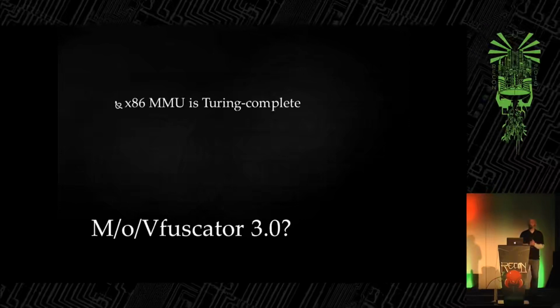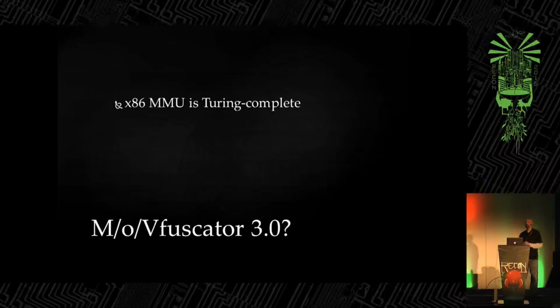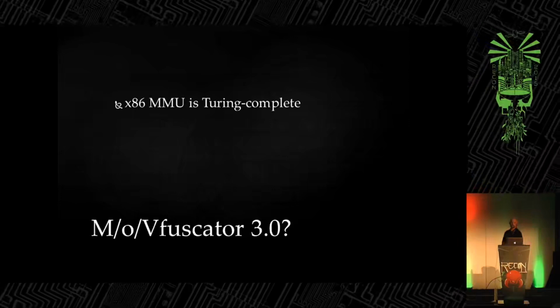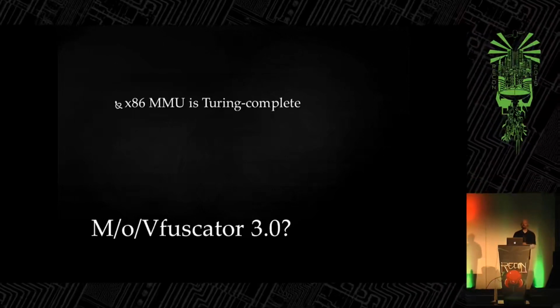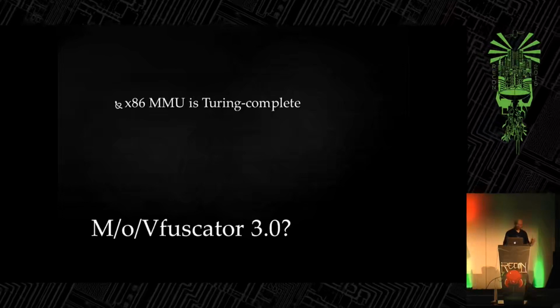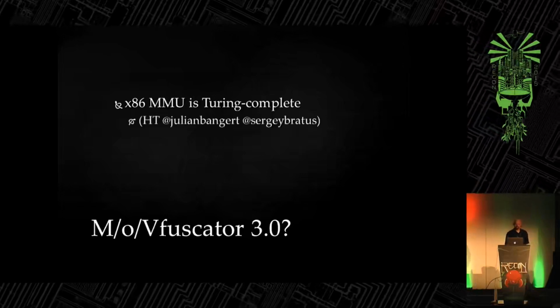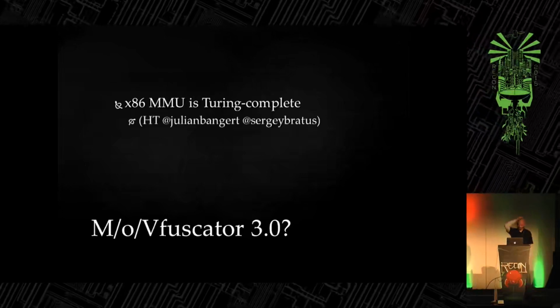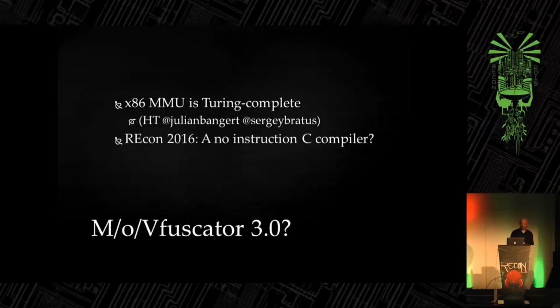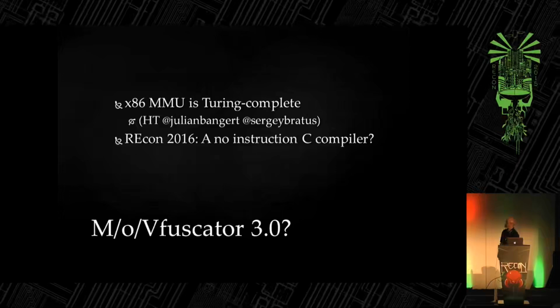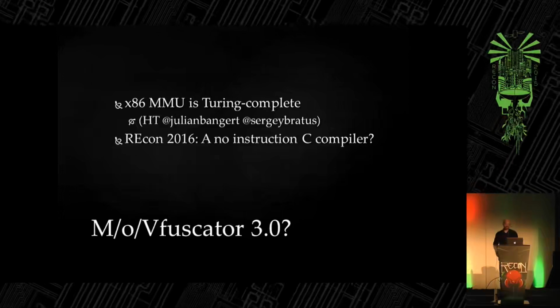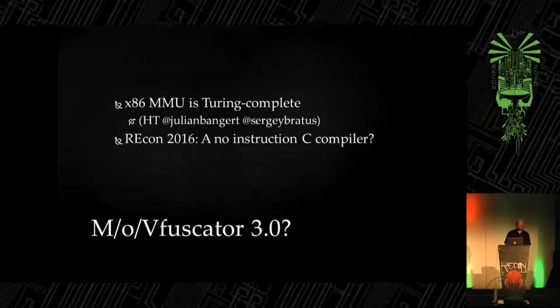A friend of mine pointed me to this presentation showing that the x86 MMU is Turing complete. What that lets you do is computation without any instructions. Not with one instruction, with no instructions. And that's actually thanks to some guys that are here right now, I think, Julian and Sergey. So my goal for 2016 would be to have a no instruction C compiler, building off of what we've already got here, but we'll see how that goes.